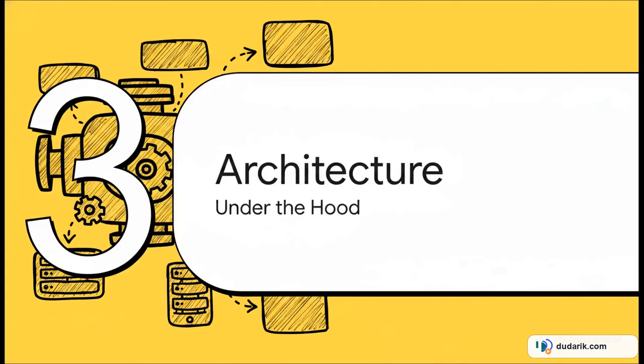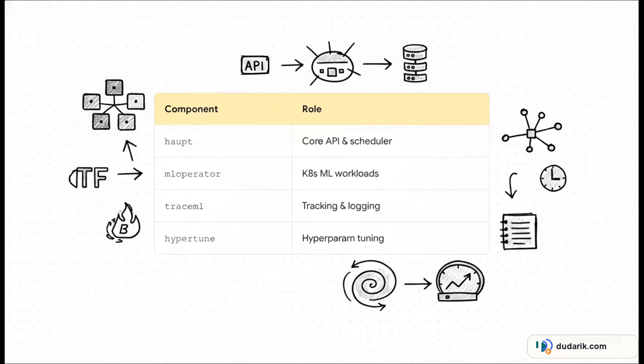Which brings us to Section 3, Architecture under the hood. Now, what's really interesting about this slide is that Polyaxon isn't just one massive, clunky block of code. It's a monorepo split across several independently maintained subcomponents. It's like a giant puzzle.